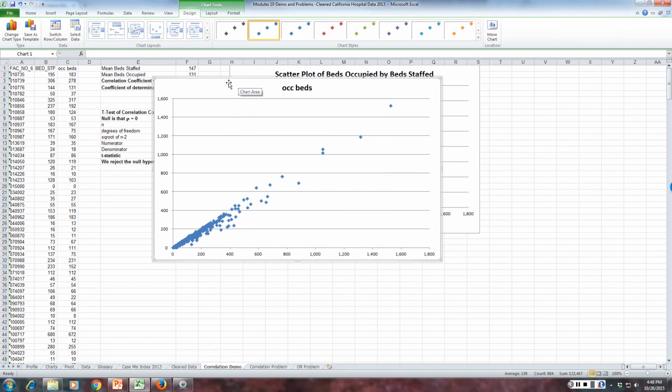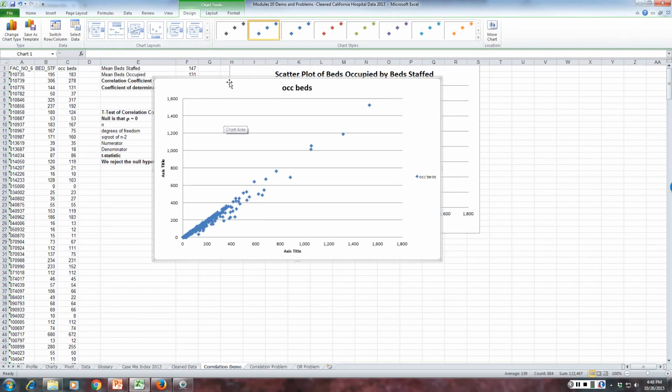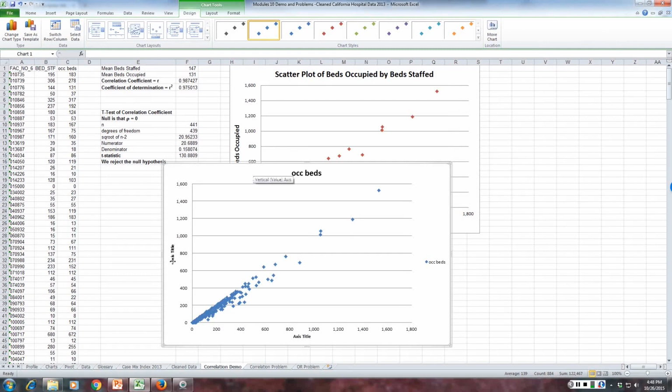It's also nice when you create a chart to pick a chart type that has some labels, right? So you could type in the axis titles. Our beds occupied are in the vertical axis here, and our beds staffed are in the horizontal axis. So you type that in. You could type in a nice title like I have in the red chart here.